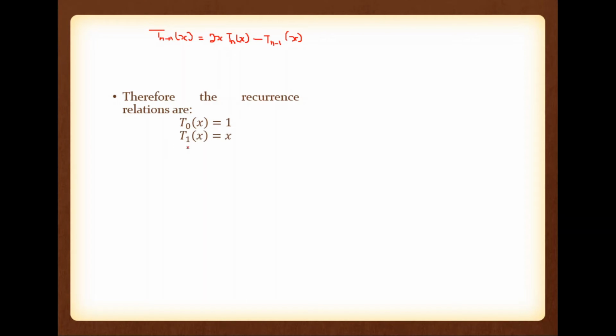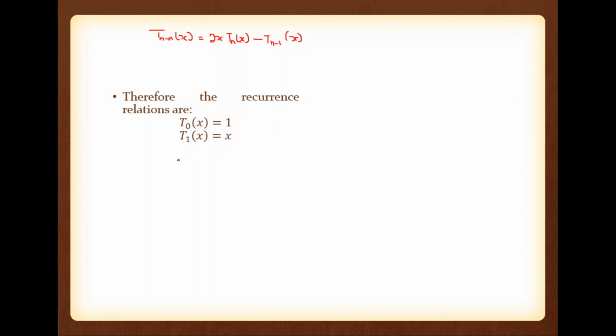Tn plus 1 of x is equal to 2x Tn of x minus Tn minus 1 of x. Is it okay? So through recurrence, we are going to find each degree Chebyshev polynomial. I ask you to remember the first two: T0 of x is equal to 1, that is the Chebyshev polynomial with degree 0. Now the Chebyshev polynomial with degree 1 is T1 of x is equal to x.